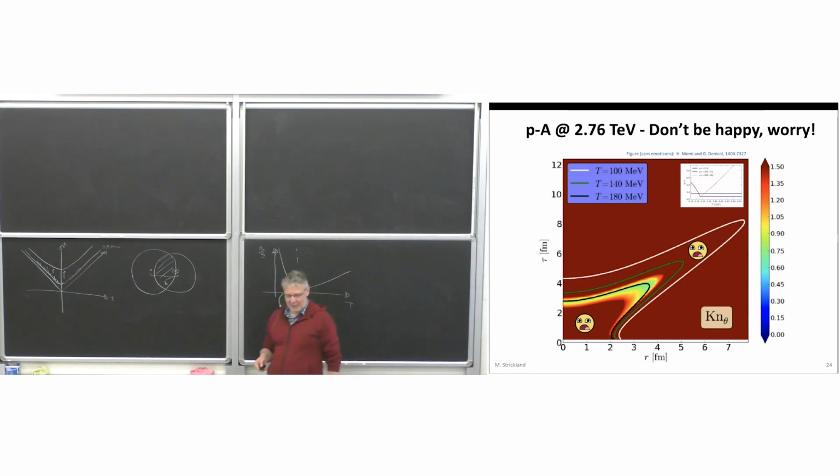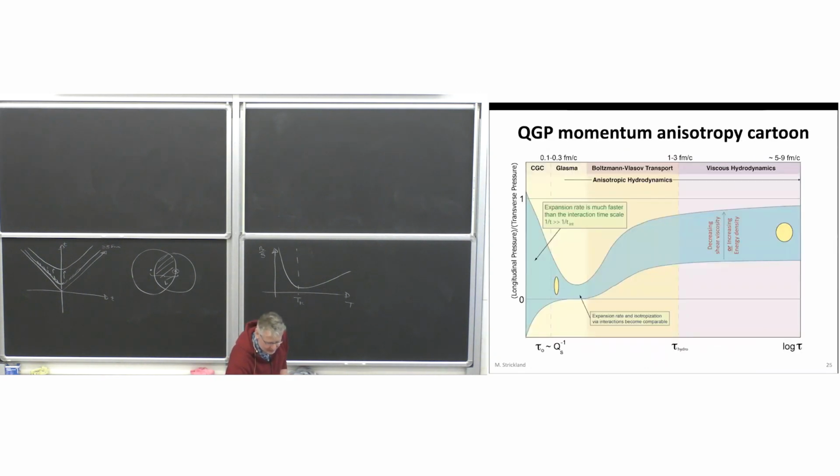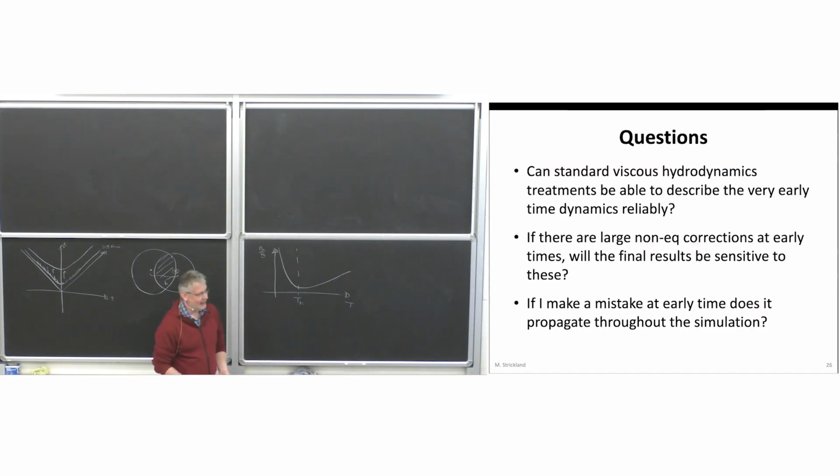So everybody started scratching their heads. What the heck is going on here? This was 2014. All right. And these large deviations were due mainly to this large pressure anisotropy. All right, so that led us to a bunch of questions.